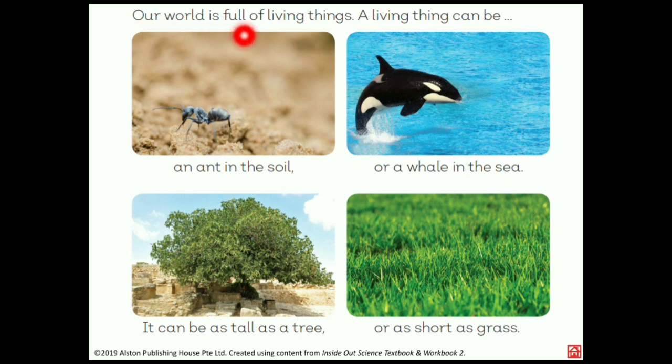Our world is full of living things. A living thing can be an ant in the soil. Right here is an ant, and an ant is an animal, so it is a living thing. Or a whale in the sea. Right here we see a killer whale, which is a living thing. Then it can be as tall as a tree or as short as grass.